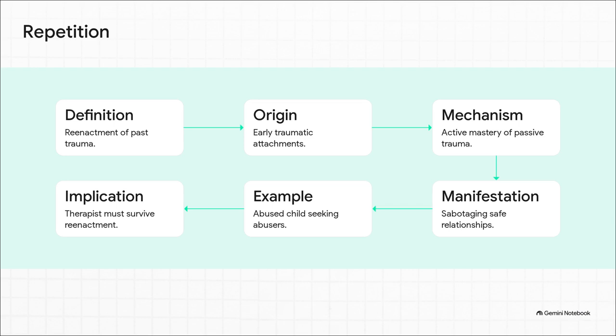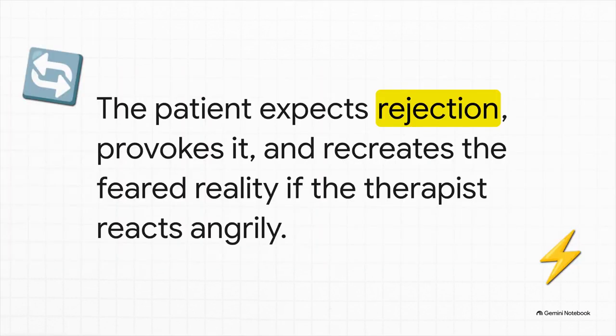Take an abused child who grows up and continuously seeks out abusive partners. They are unconsciously trying to gain control over a scenario where they were once totally helpless. The clinical implication is tough but vital. As the therapist, you have to survive this reenactment without retaliating. Because to the patient, a predictable, tormenting relationship actually feels way safer than the utter terror of a healthy, unknown attachment.